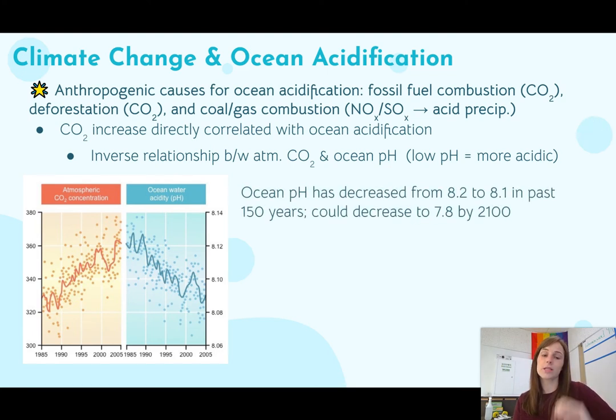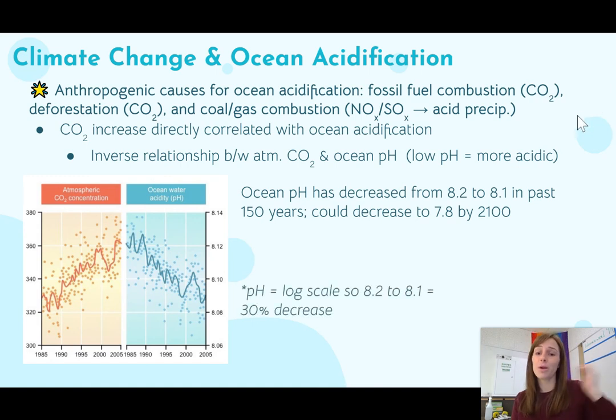Now, ocean pH has decreased from 8.2 to 8.1 in the past 150 years and could decrease to 7.8 by 2100. And remember, the picture that I just showed you of that dissolving shell was 7.8. Although it doesn't sound like very much, you need to remember that pH is a logarithmic scale, which means that a decrease from 8.2 to 8.1 is actually a 30% decrease. So these small changes are very drastic, and they can lead to catastrophic implications for the organisms living in these oceans, especially those that have a very, very small range of tolerance.